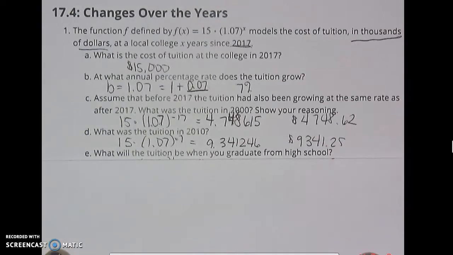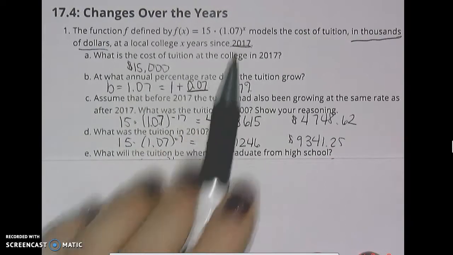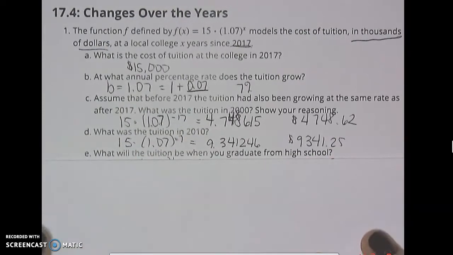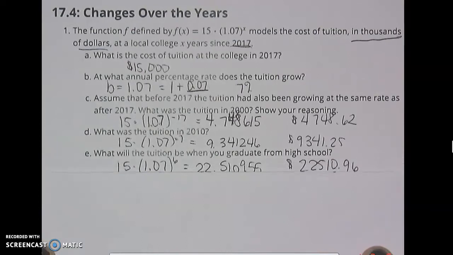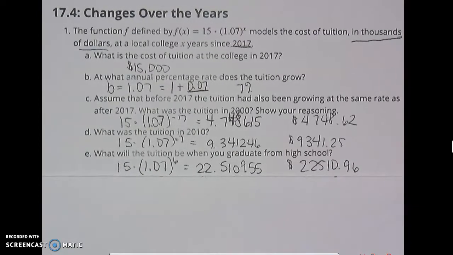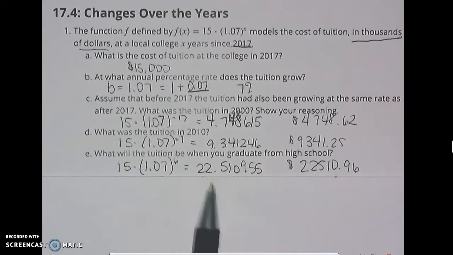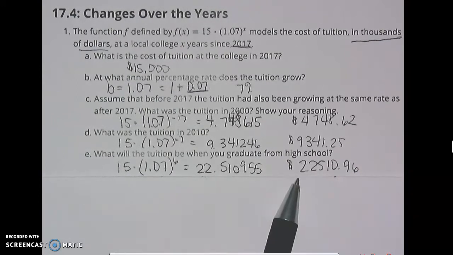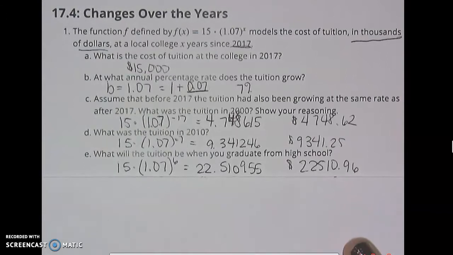What will the tuition be when you graduate from high school? So if we're talking about 2017, then you would graduate high school 6 years after that. So you multiply it in, and then you're going to multiply that by 1,000. Tuition would cost $22,510.96. Okay?